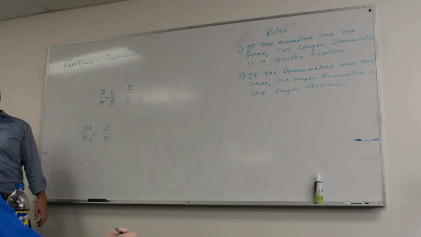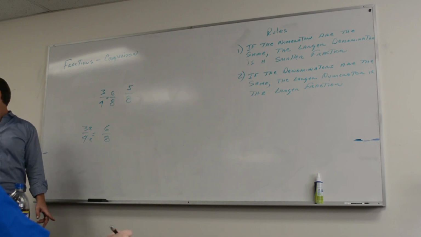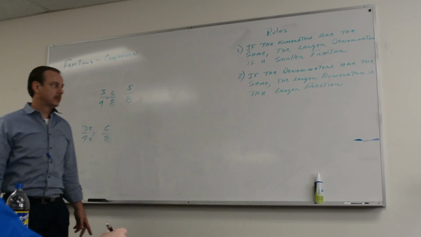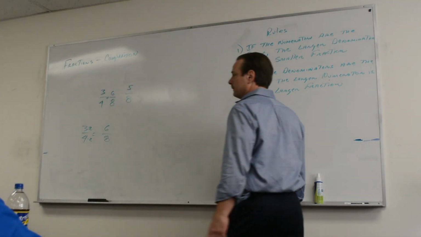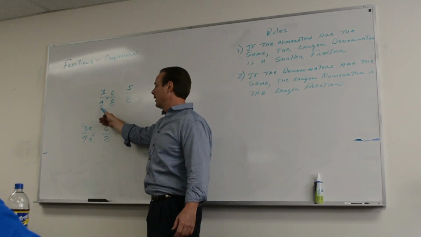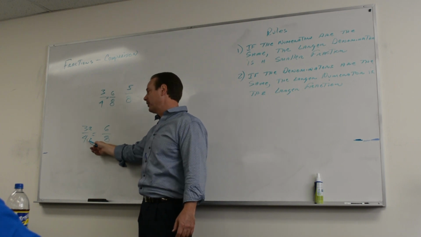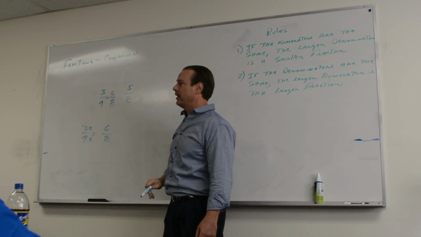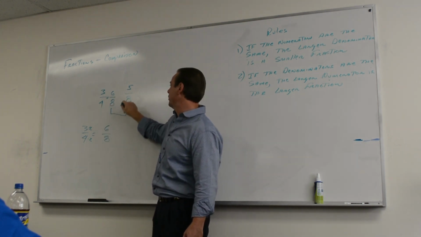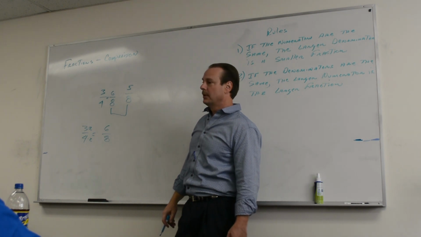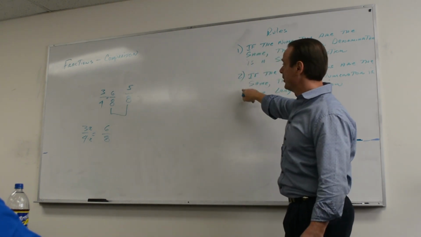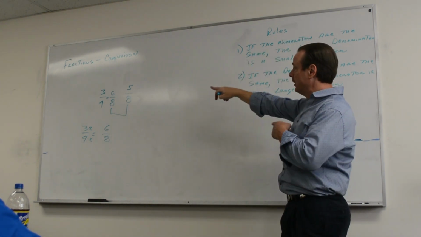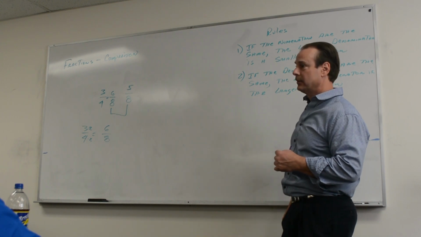Everybody follow me? Who said no? I took 3/4. I know 4 goes into 8. If I multiply the numerator and denominator by 2, I got 6/8. So 3/4 is equal to 6/8. Now I compare these two fractions. This falls under rule 2, doesn't it? Because the denominators are the same, the numerators are different.